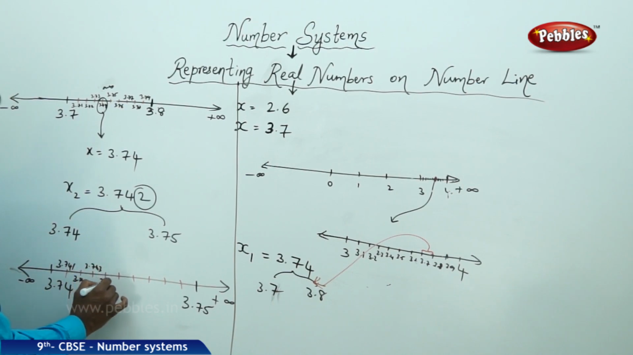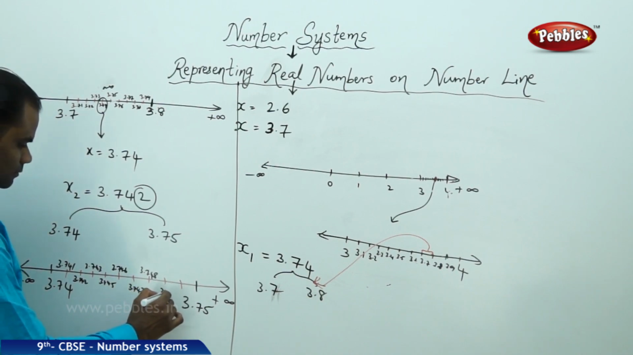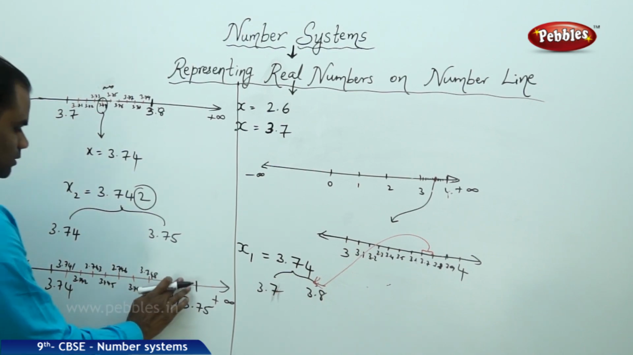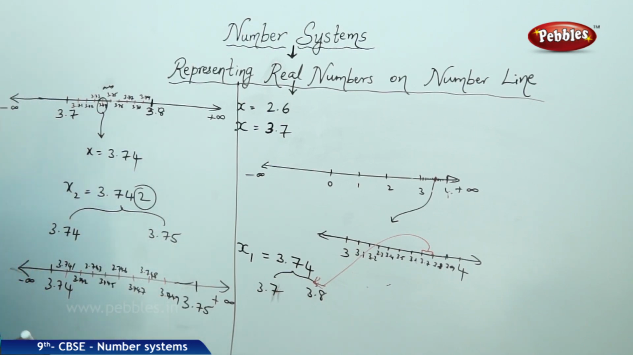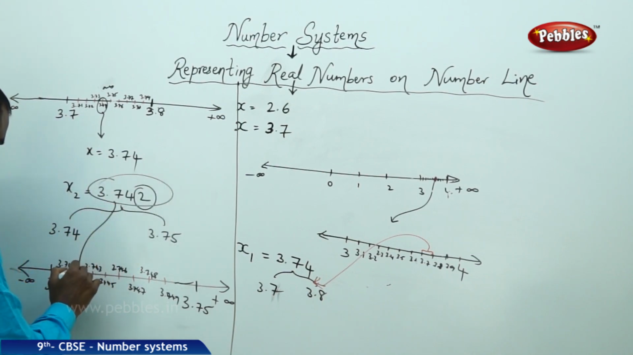3.743, 3.744, 3.745, 3.746, 3.747, 3.748, 3.749, and 3.75 is what we get out here. Therefore, the number 3.742 is said to be exactly lying out here.